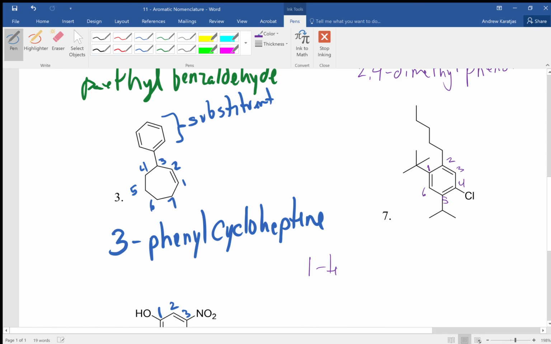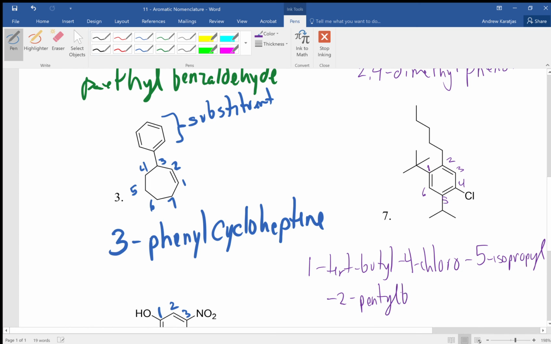So we have 1 tert-butyl, 4 chloro, 5 isopropyl, 2 pentyl, and unlike most of the other examples we did, in this case we actually didn't have any of those groups that could go into the parent name, so we just leave it at benzene.